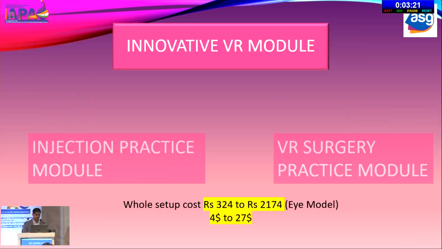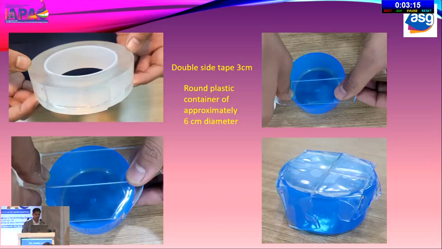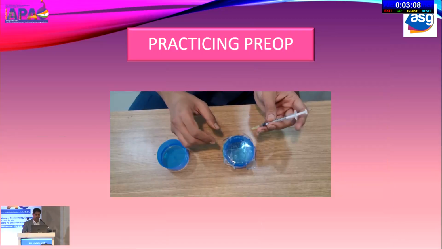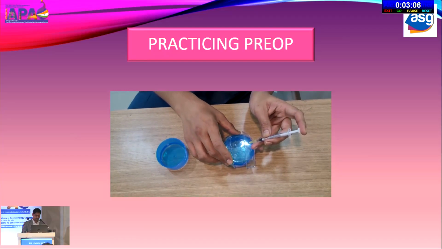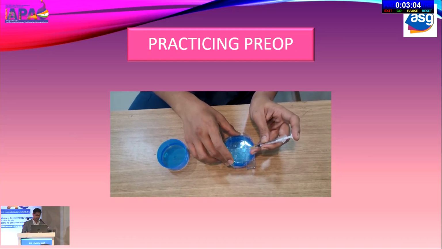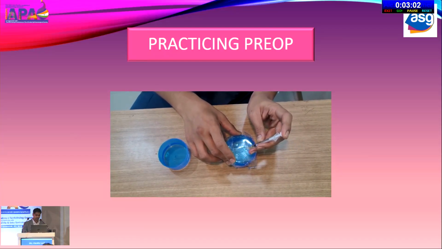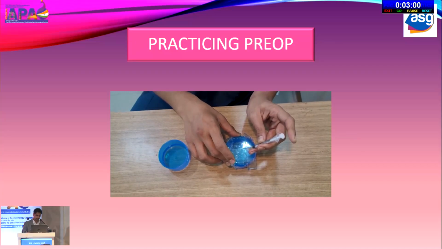We have come up with an innovative module for injection and VR surgery practice, costing between rupees 300 to rupees 2000. Coming to the injection module, here we have just used a double-sided tape and a small plastic container, attaching tape to it, and practicing giving intravitreal injections with the right hand and left hand individually, around 50 to 100 times before giving it in a real patient.